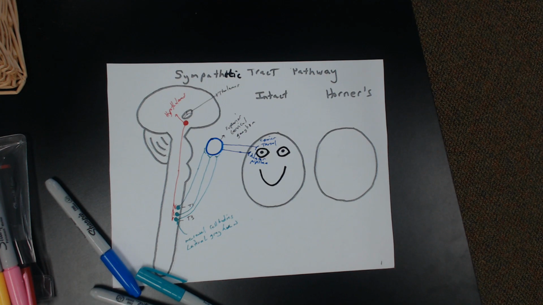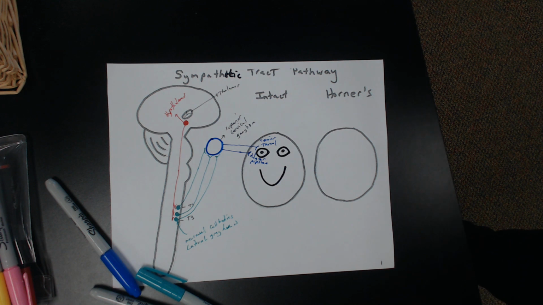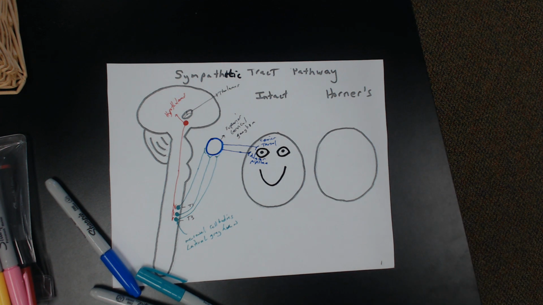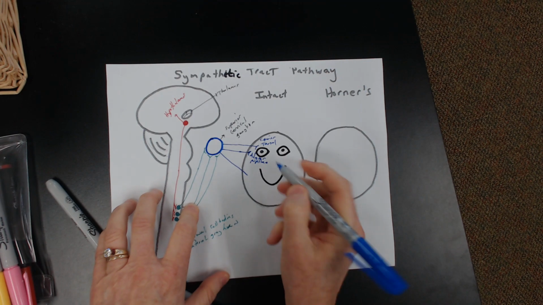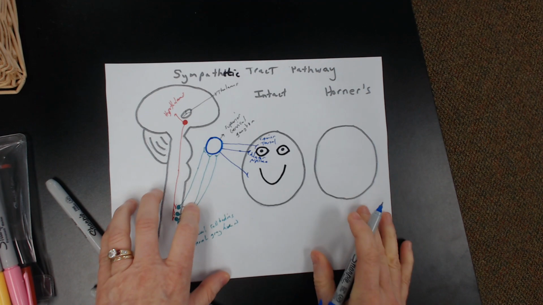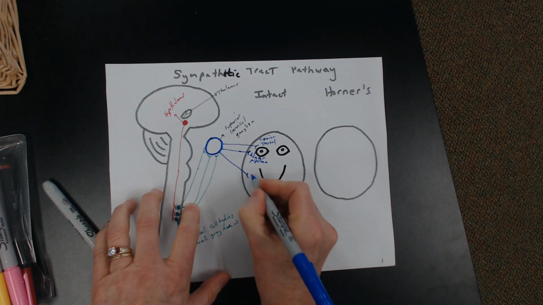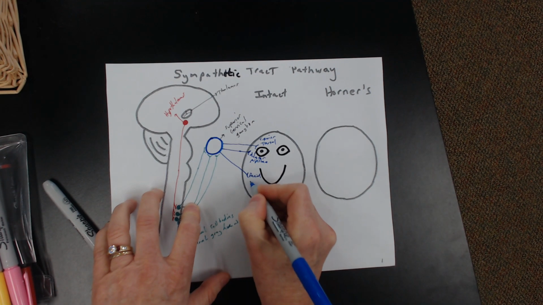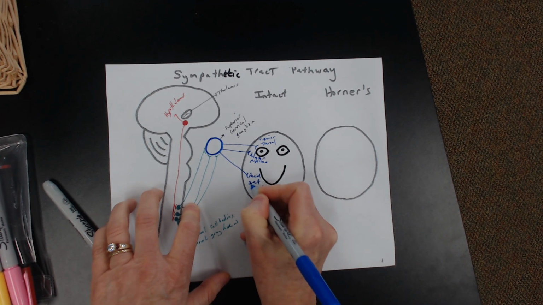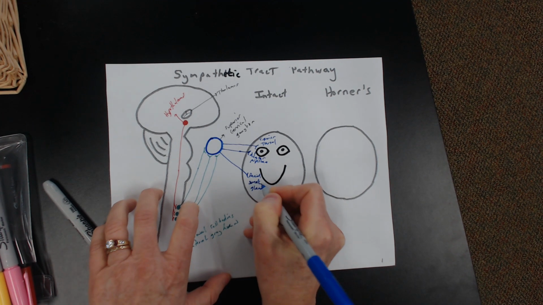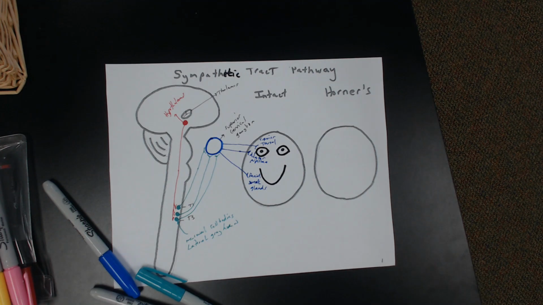So sphincter pupillae causes pupillary constriction. That's a parasympathetic action. But pupillary dilation due to sympathetic activation is going to dilate your pupil. And the third thing that superior cervical ganglion connects to, that's part of the sympathetic tract pathway, is facial sweat glands. So, facial sweat glands.